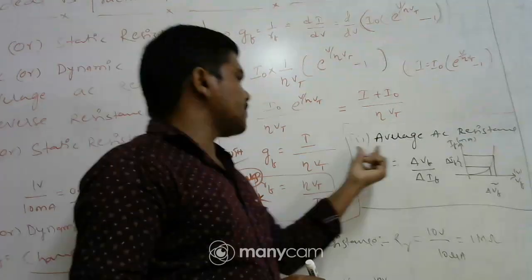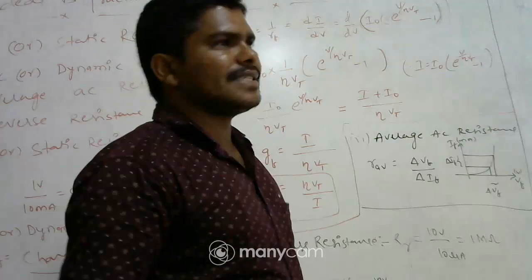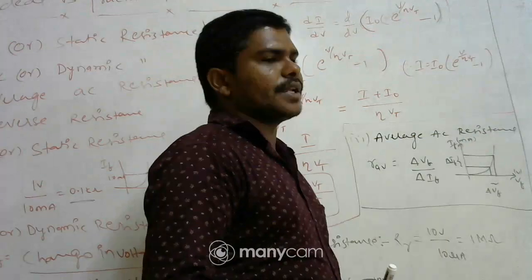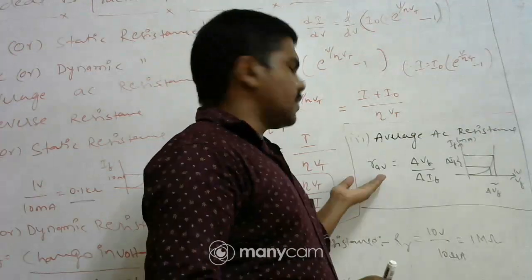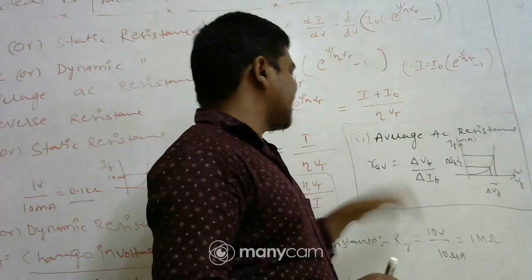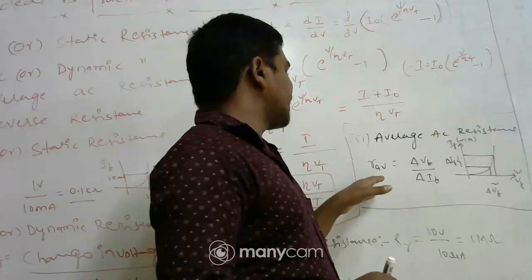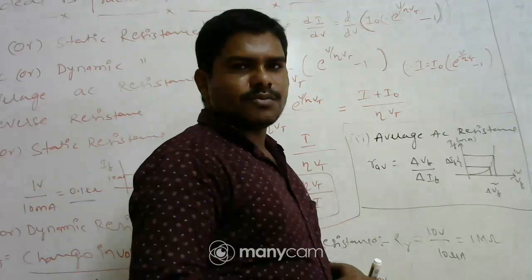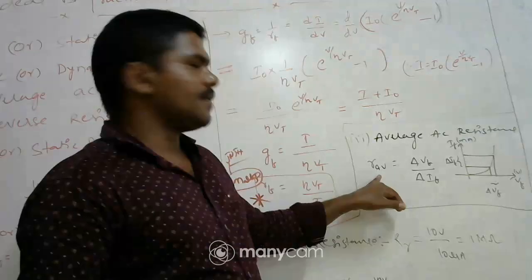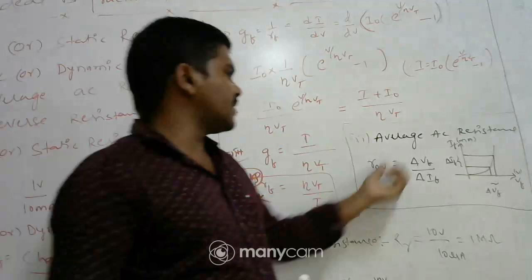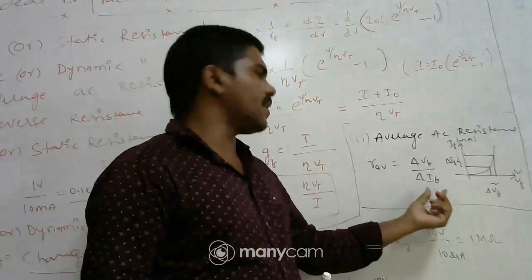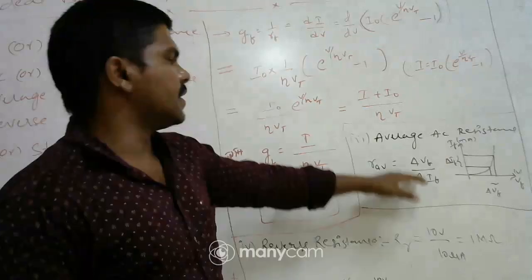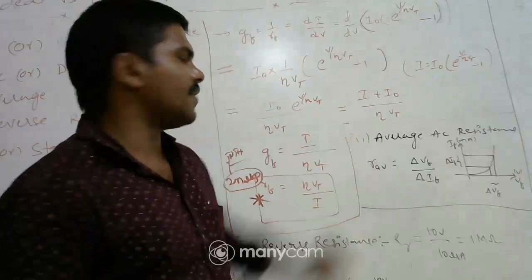The next one, the third resistance, is average AC resistance. Average means between two voltages and two currents. We represent average AC resistance with a small letter, small r average, which is equal to delta VF by delta IF. So from this graph we can write this average resistance.